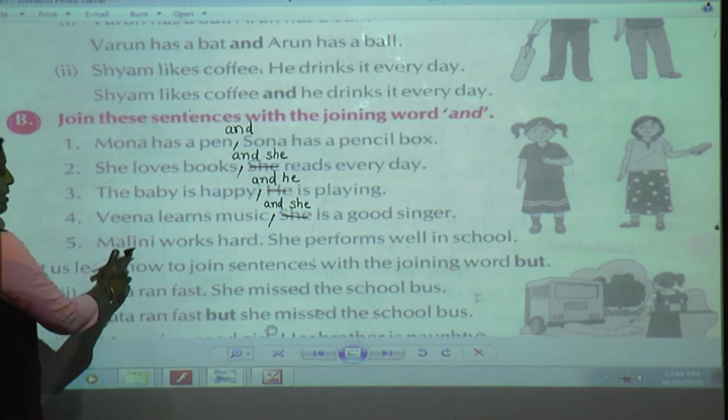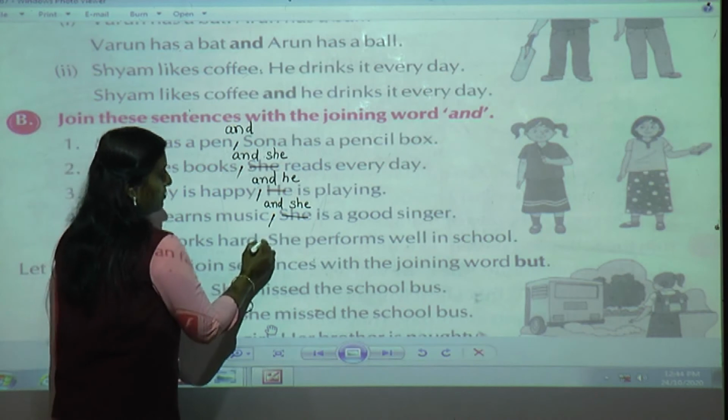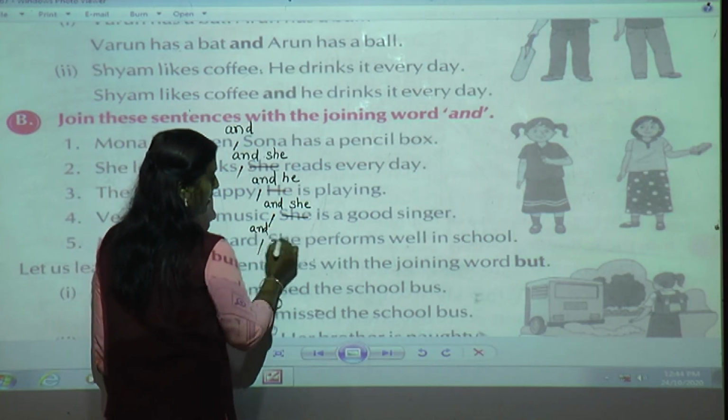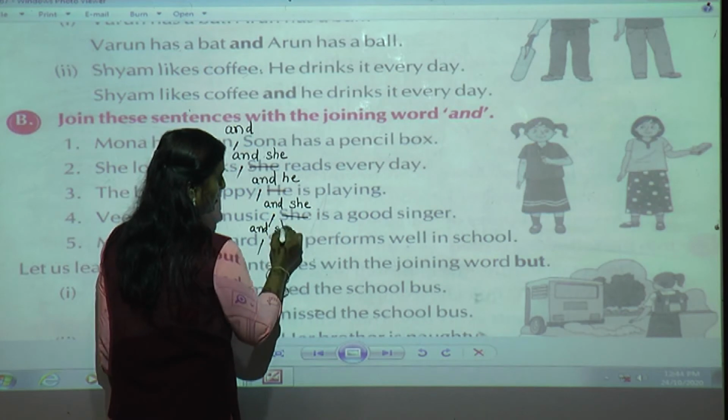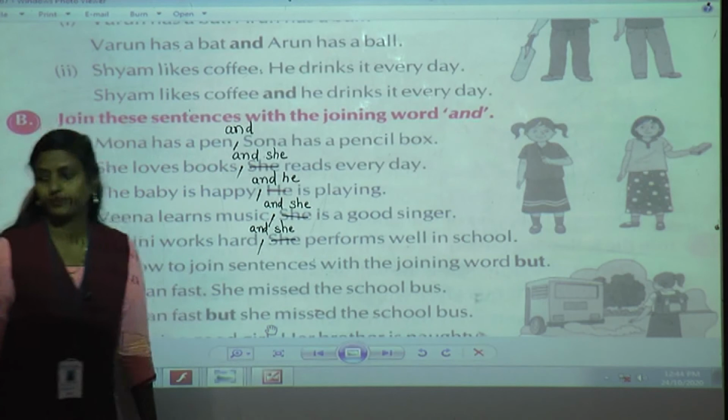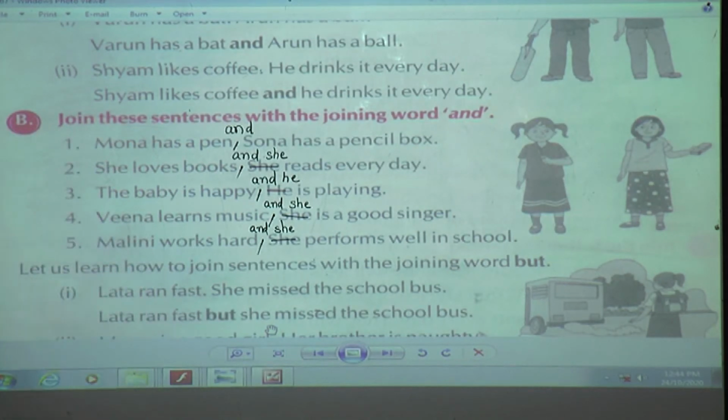Okay. Fifth, Malini works hard, full stop, cut, a-n-d, "and", and again she cut. She performs well in school. Then come on, do it fast so that we can jump to the next conjunction, that is but. Done, students? Okay, I hope that you are doing along with me. So you are finished. We'll move on to the next.